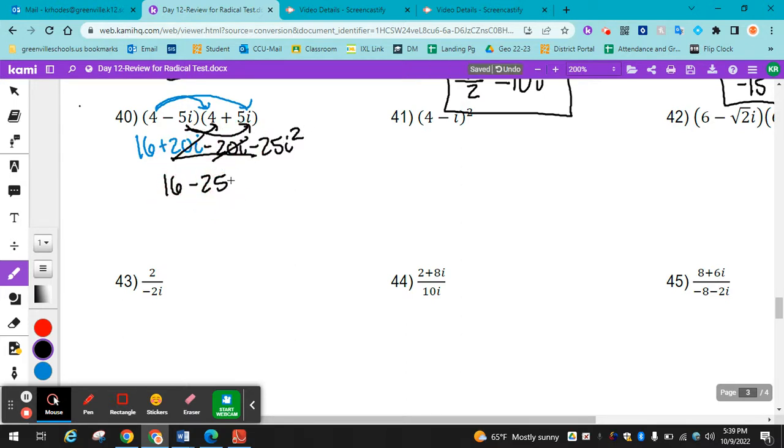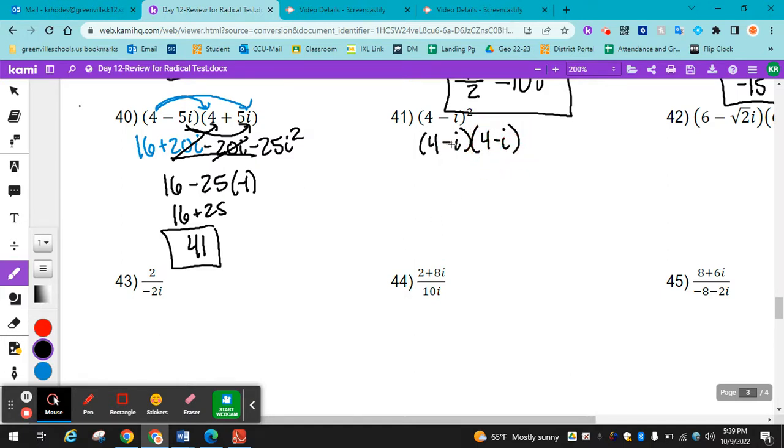i squared is negative 1. You can't leave i with any power higher than 1. So this is just 16 plus 25, which is 41. If you notice, these are complex conjugates of each other. One term's positive, one's negative. You change the sign of the middle term, and that way it will always cancel out and get you back to the real number system. So that's how that works.